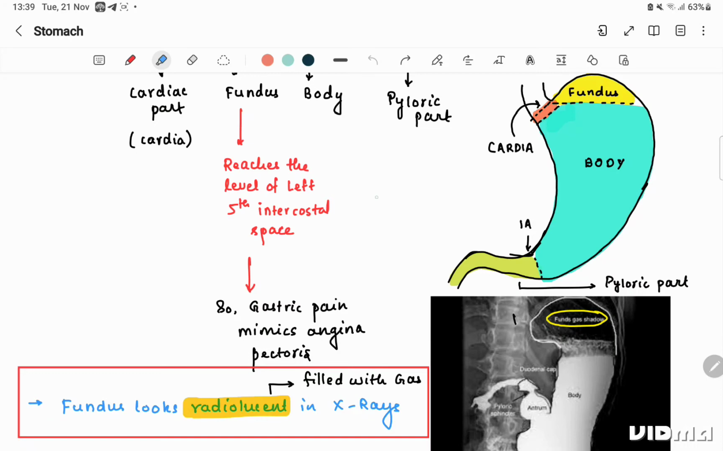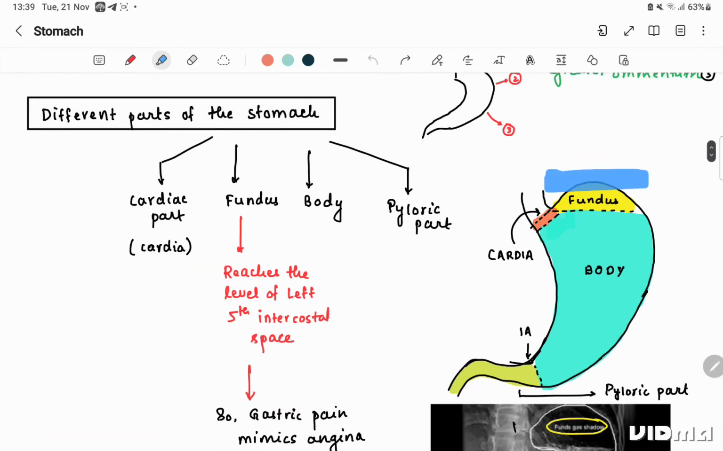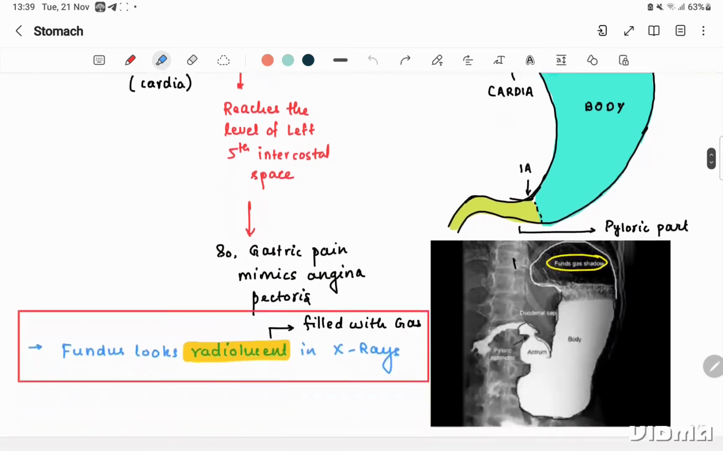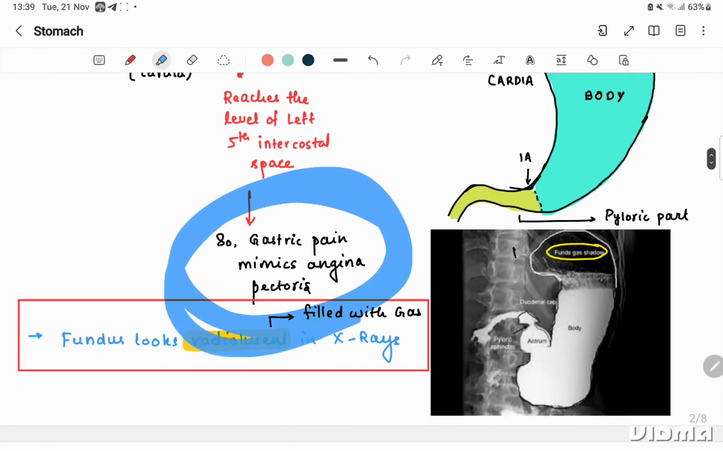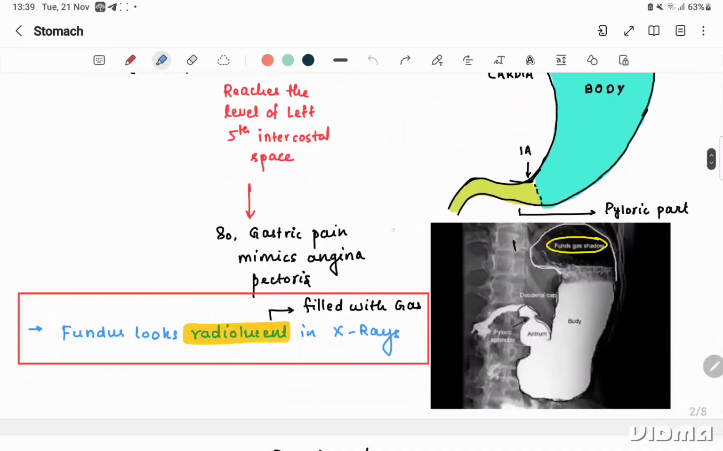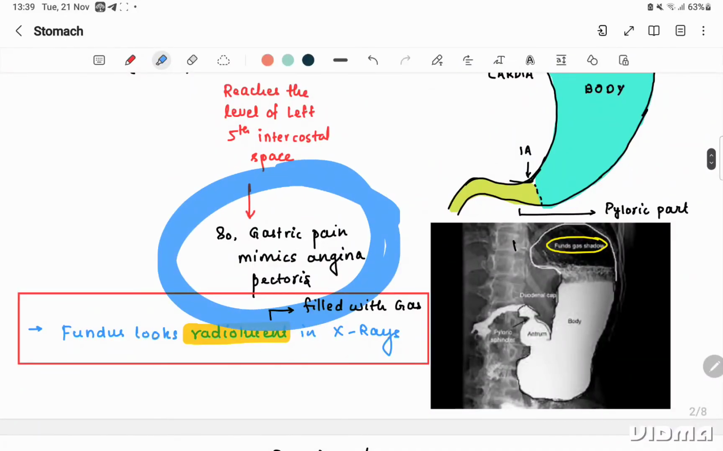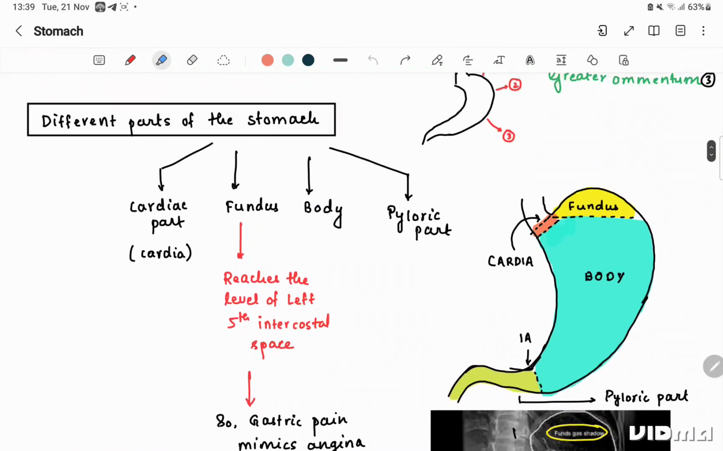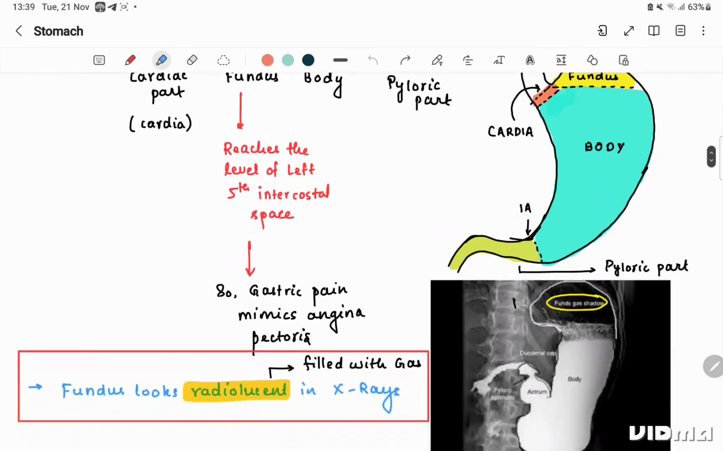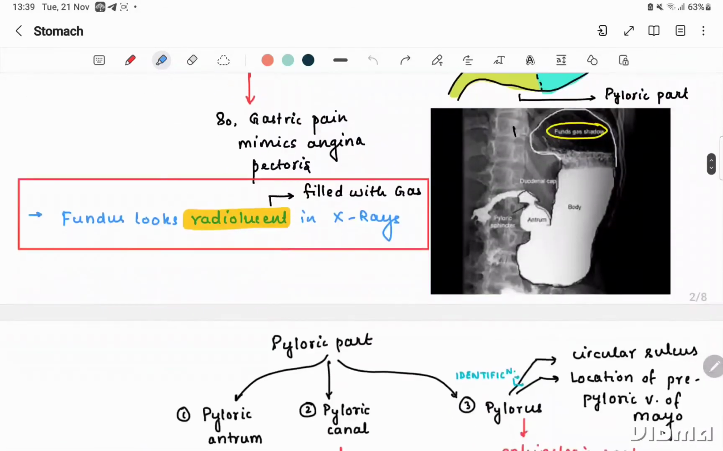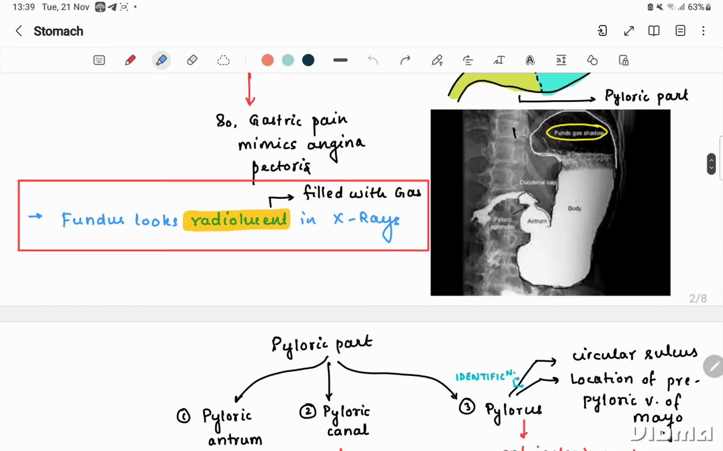This fundus reaches the level of your left 5th intercostal space, and gastric pain mimics angina pectoris due to this. Why does gastric pain mimic angina pectoris? Because this fundus reaches the level of your left fifth intercostal space. And the fundus looks radiolucent in X-rays. The fundus is gas filled, so it looks radiolucent in the X-ray. This is your barium meal X-ray.